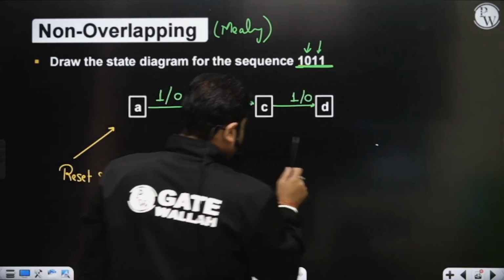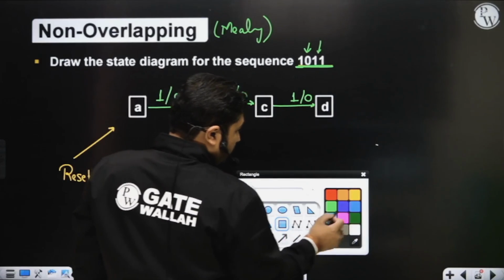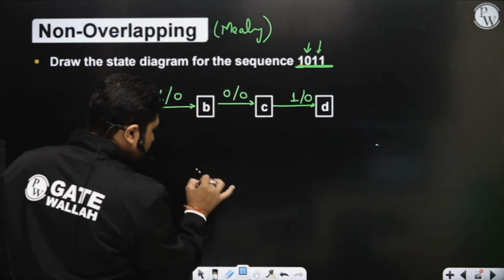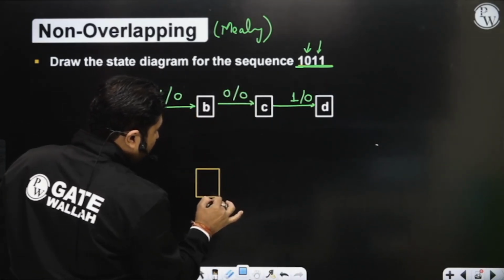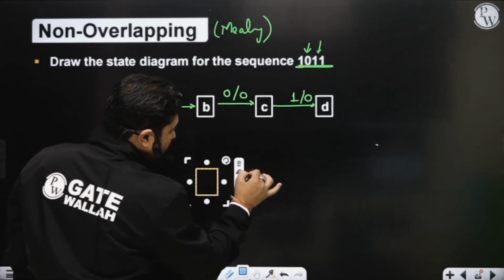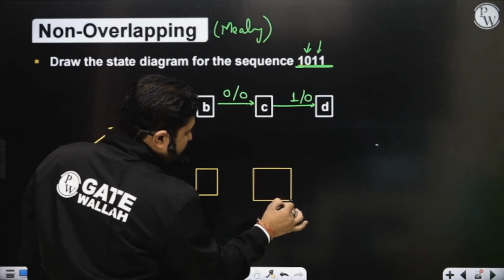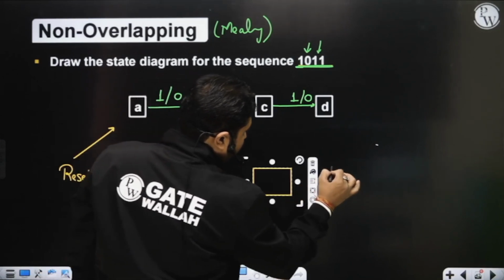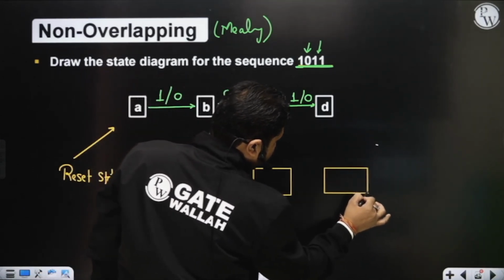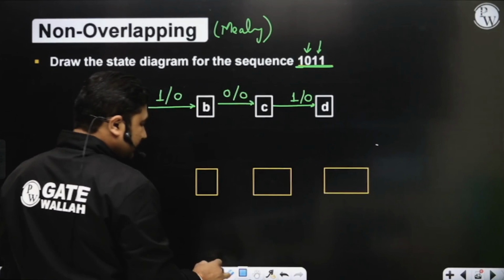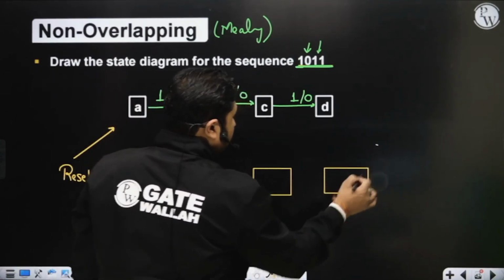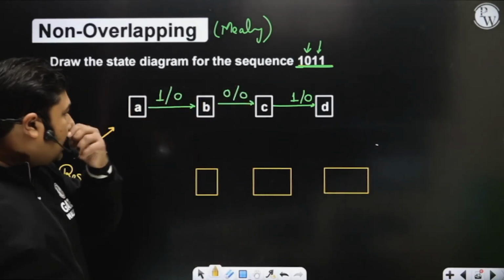Now please observe, I am trying to show you different bits. This is your 1 bit position, state B. This is your 2 bit position, state C. And state D is your 3 bit position. Okay. Yes, sir. So after 3 inputs, I am saying 3 bit position, just to understand how to design.